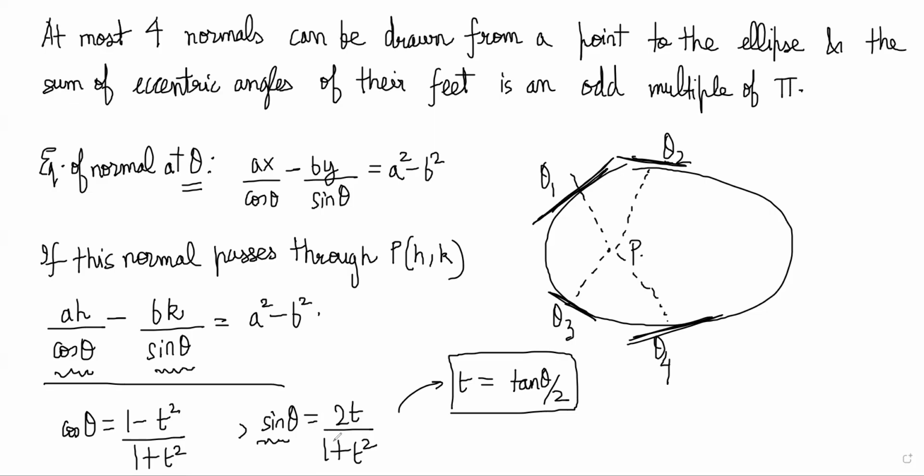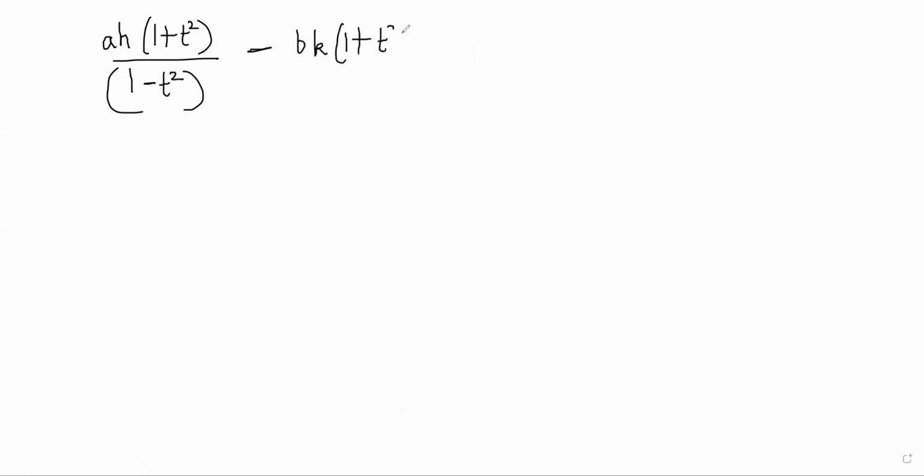What is the advantage of doing that? What that does is you are converting the theta terms to theta by 2 terms, and you would end up getting a fourth degree equation. So if you replace cos theta here with (1 minus t square) by (1 plus t square) and think of t as tan theta by 2, let's see what comes. You get something like this: a (1 plus t square) by (1 minus t square), and then you get a minus bk (1 plus t square) by 2t is equal to a square minus b square, right?